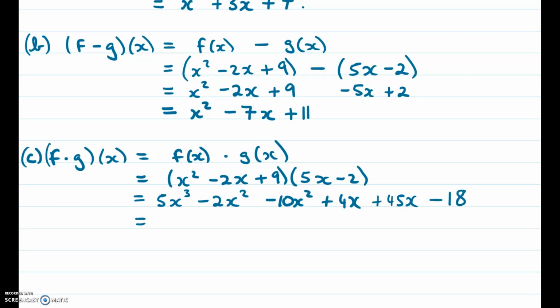And again, take care of the like terms. 5x cubed, that's the only x cubed term. The x squared is minus 2, and minus 10 is minus 12x squared. Plus 4x plus 45x is plus 49x minus 18. Okay, and again, if you have any questions, all we're doing here between the second line and the third line is we're just distributing. So go back and revise your distributing if you're a little bit lost there. You multiply each part of the first parentheses into all of the second parentheses.